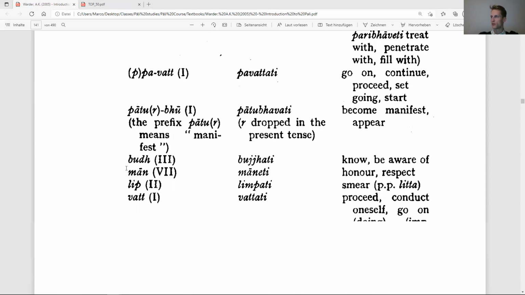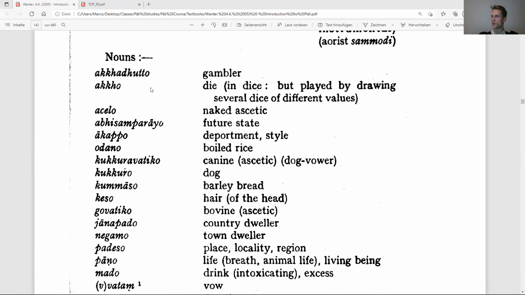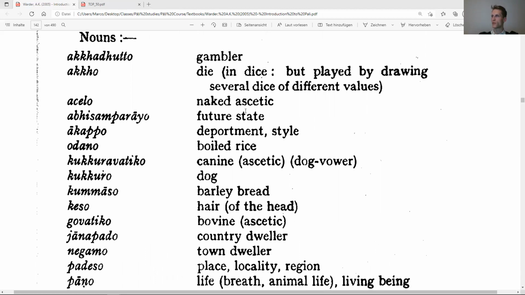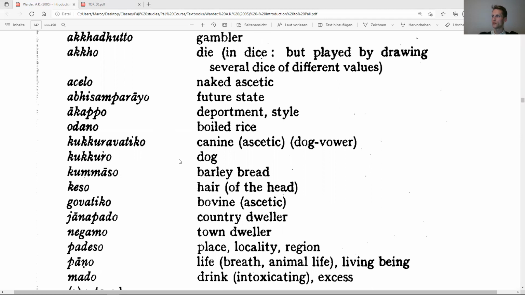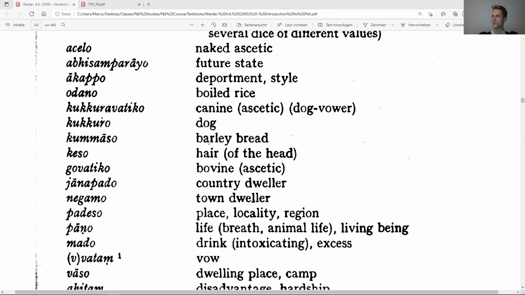Coming to the vocabulary, we have akkhadhutto, the gambler; akkho, die and dice, but played by drawing several dice of different values; acelo, the naked ascetic; abhisamparayo, a future state; akappo, deportment, meaning like behavior or attitude and style; odano, boiled rice; kukkuravatiko, canine ascetic, a dog vower; kukkuro, dog; kummaso, barley bread.